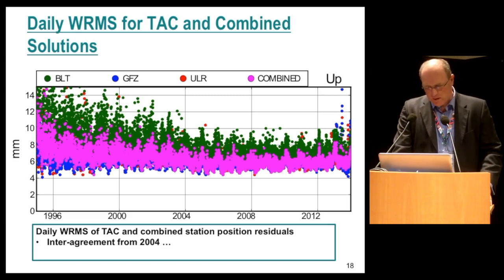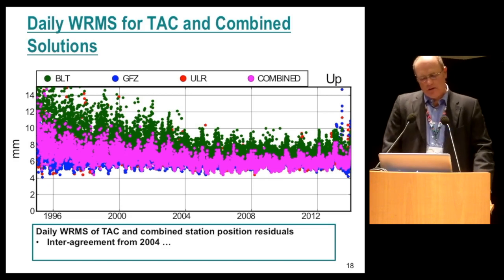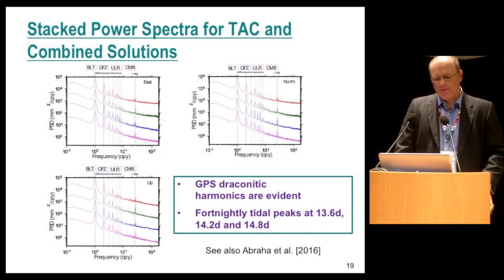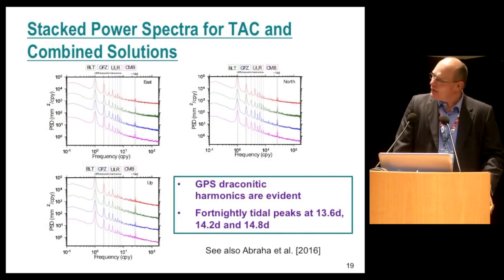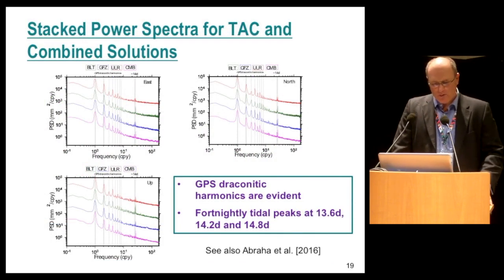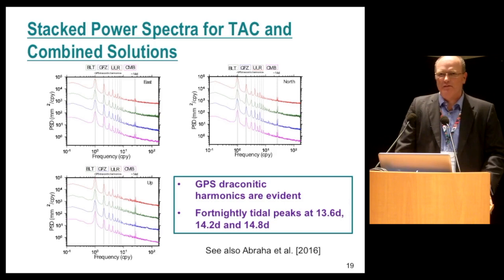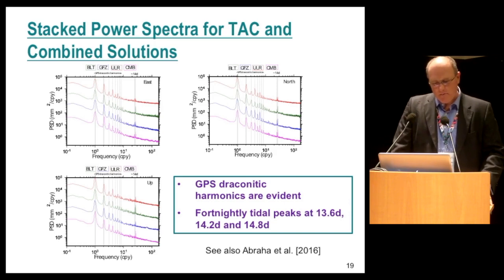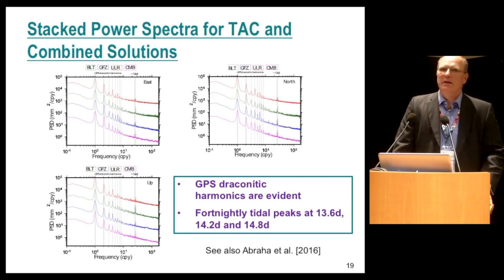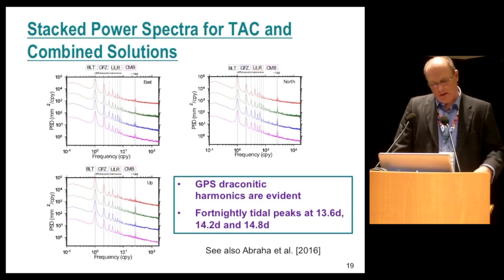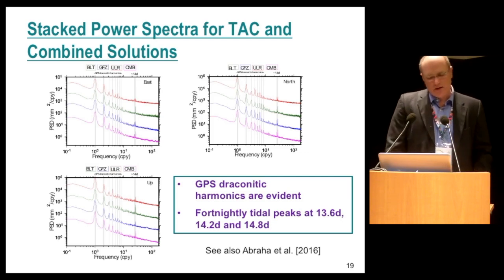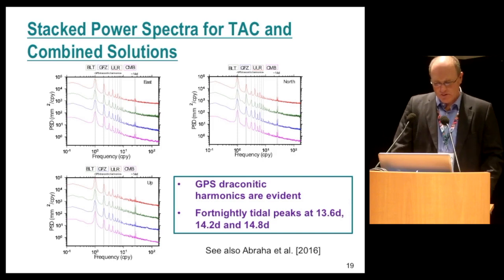Looking at the power spectra of these solutions, the individuals and the combined, at the top I have the east and the north component, and at the bottom we have the up component. We see the picture that we have seen quite often recently. We have the annual and semi-annual signal, but then we also have the peaks at the draconitics and the harmonics of them. And as Tom pointed out, they are related to the GPS constellation that goes into here.